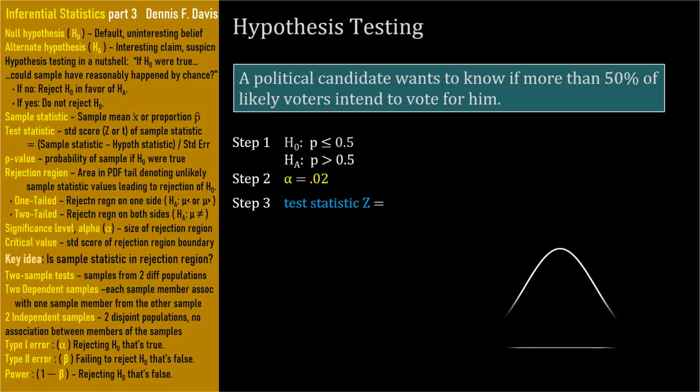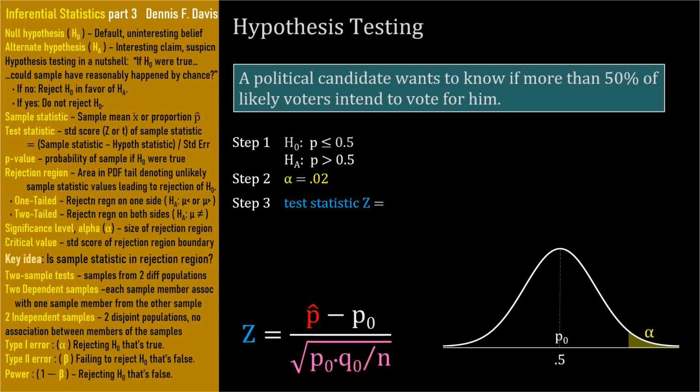We already know some numbers, so let's sketch out our PDF. The mean of the sampling distribution, p0, is the hypothesized proportion mentioned in H0, which is 0.5. For the rejection region, the alternate hypothesis has greater than. The rejection region is one-tailed on the right side. We can label it alpha. Okay, that's a good start. Here's the formula for the test statistic, the distance in standard errors between p hat and p0.